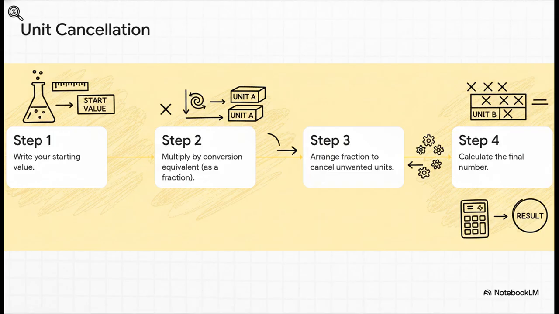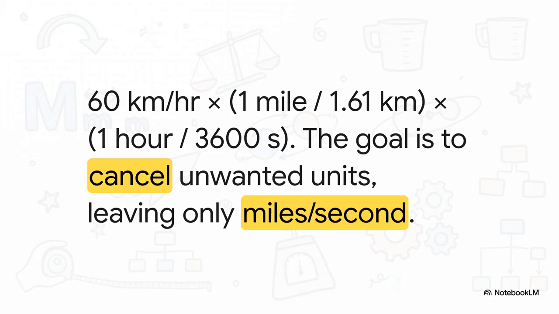First, you just start with what you have. Then, and this is the cool part, you multiply it by a clever little fraction, which we call a conversion factor. The whole trick is just arranging that fraction so the units you don't want literally cancel each other out, leaving you with only the units you do want. After that, you just do the math. It's really elegant. So let's put this into practice with our bike.